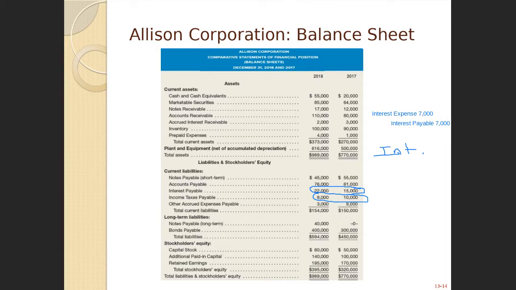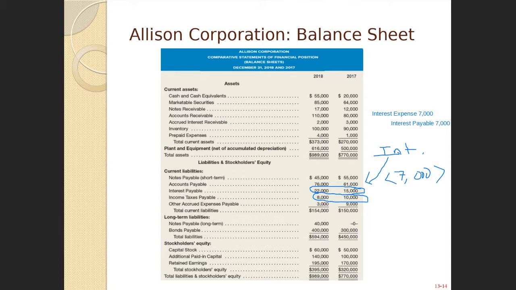So what do you have to do with that increase in interest payable? This increase in interest payable is going to be subtracted from the amount of cash paid. Why? Because for that $7,000, while you recorded the interest expense, that interest expense did not affect cash for the current period. It just increased because of the liability. So you have to adjust the cash payments made for interest when the payable increases.